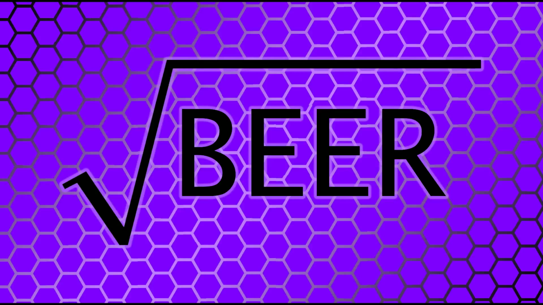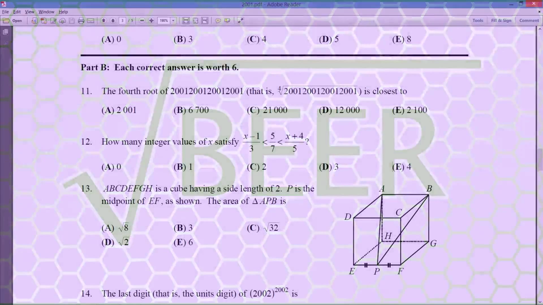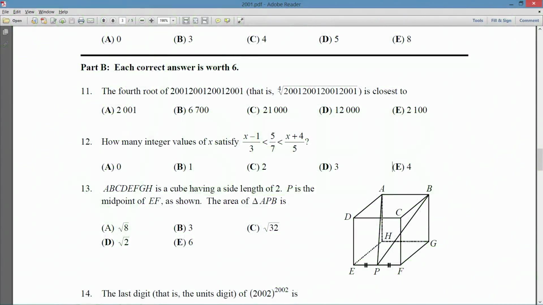Hey everybody, and welcome back to more of the 2001 Grade 11 Fermat competition put out by the CEMC. We're on to question number 12, which is an interesting little inequality question. It says, how many integer values of x satisfy (x minus 1)/3 is less than 5/7 is less than (x plus 4)/5?